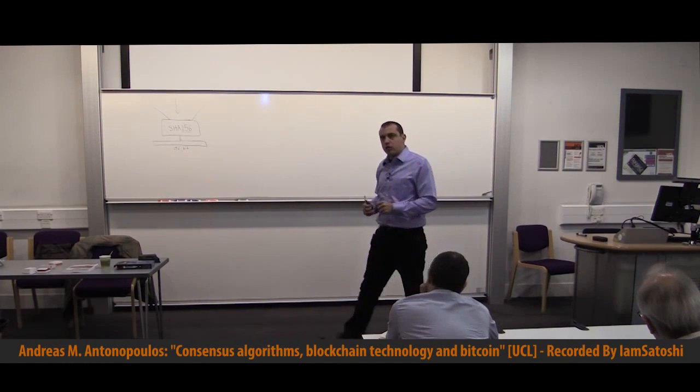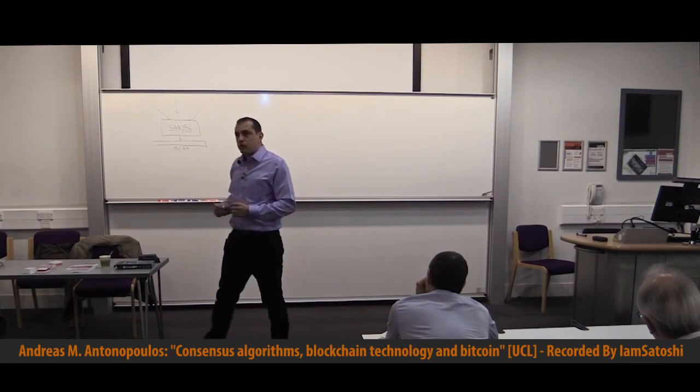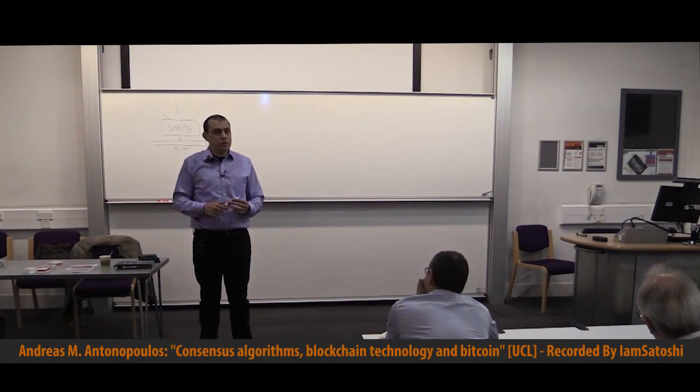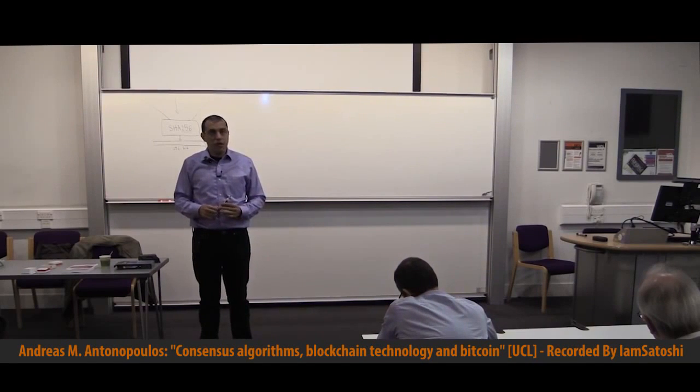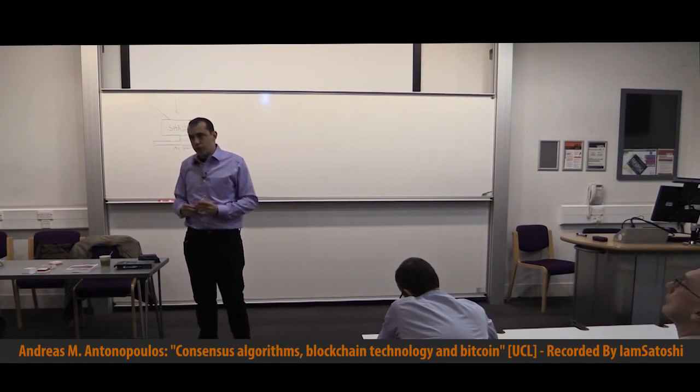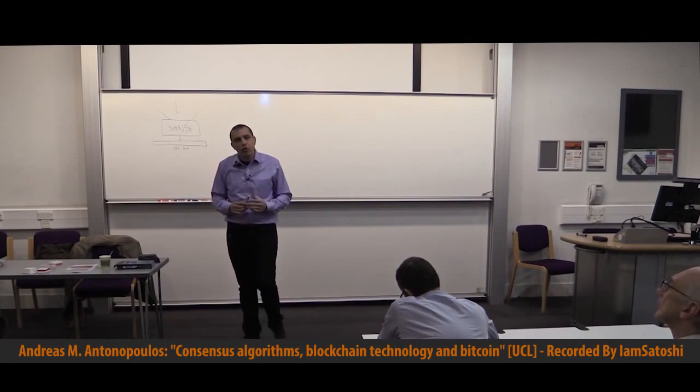That value is called the target. Specifically in Bitcoin, we call it the difficulty target, because the lower that value is, the harder it is to find one of these numbers. Now, how do you find one of these numbers?